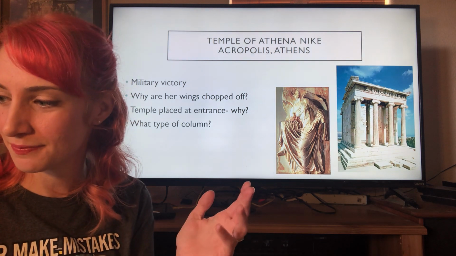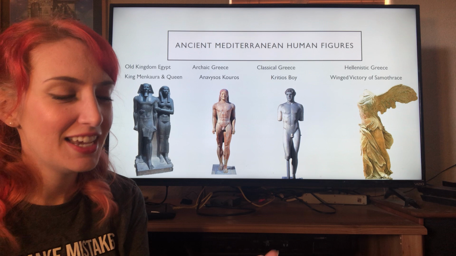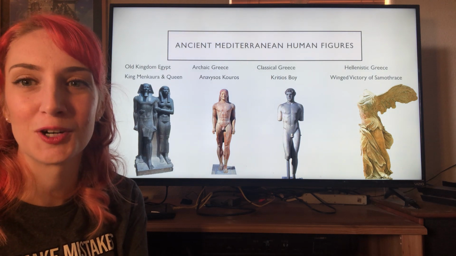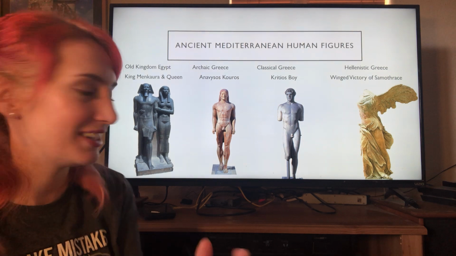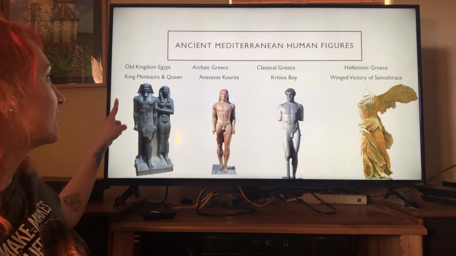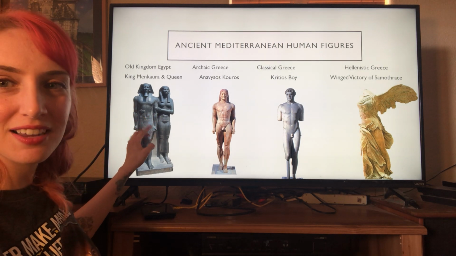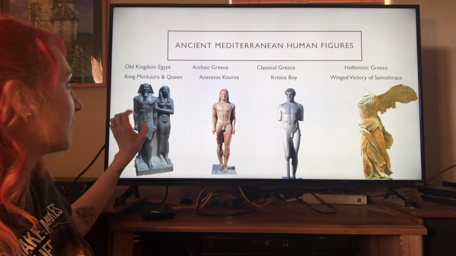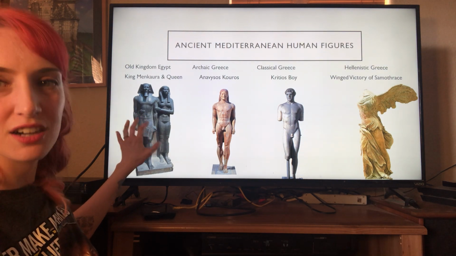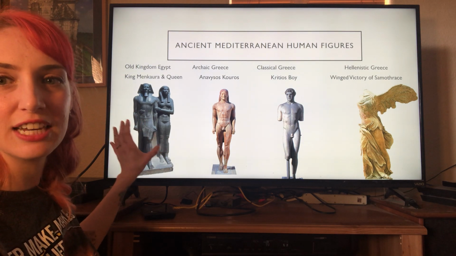So Greece, well, ancient Mediterranean in general, is very interested in perfecting the human form. How do we do a good job of this? So if we start over here in Egypt, in Old Kingdom Egypt, we have King Menkaure and Queen. Remember, this was a statue found within the pyramids at Giza. It housed their Ka, their spirits inside of it, and this is meant to be their forever eternal body.